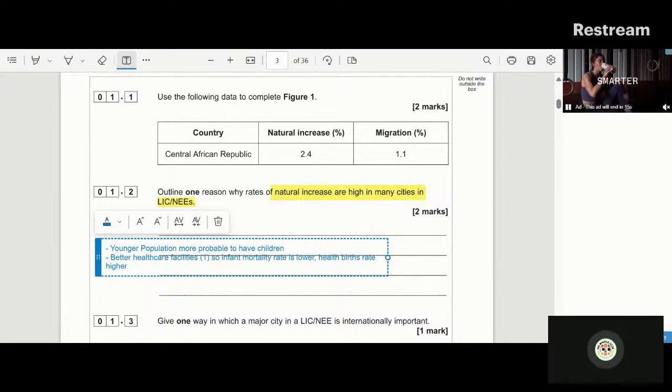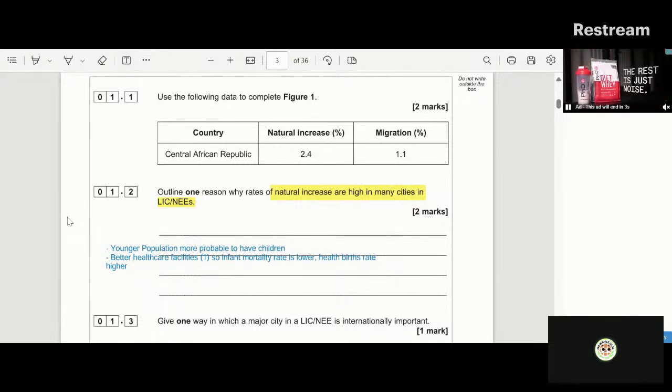Well done, everybody answering. Lack of contraception. You could say that, but then cities are supposed to be much more developed, so that wouldn't necessarily be a good point, but good for bringing that up. I'm glad you did.